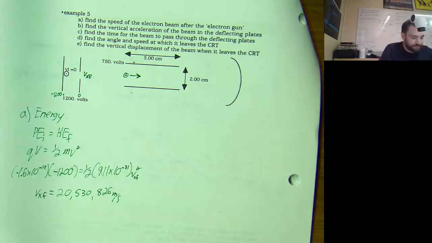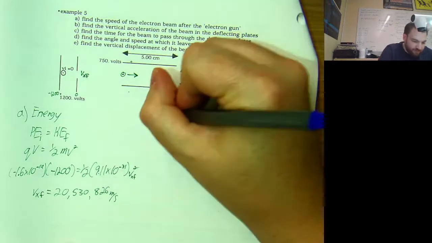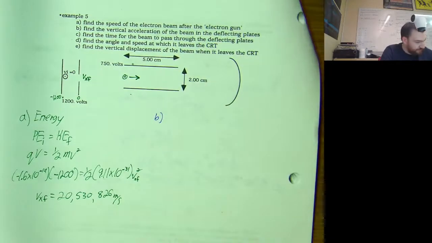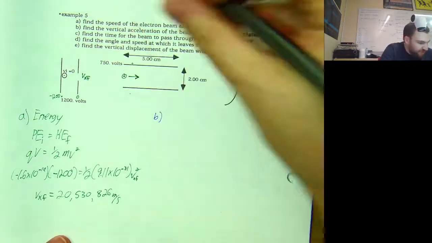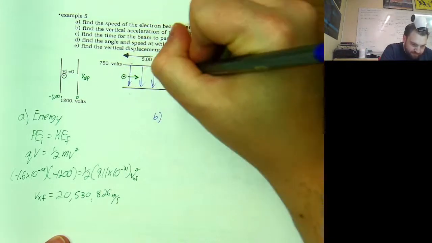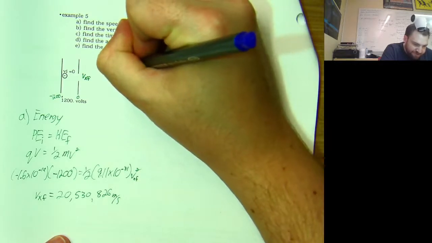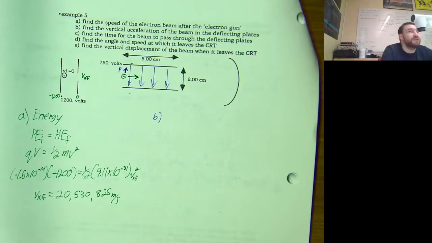Okay. The first thing we're going to do is find the vertical acceleration of the beam in the deflecting plates. So B. We know that as soon as this thing enters this field, it's going to have a force in that direction. That force is going to produce an acceleration.